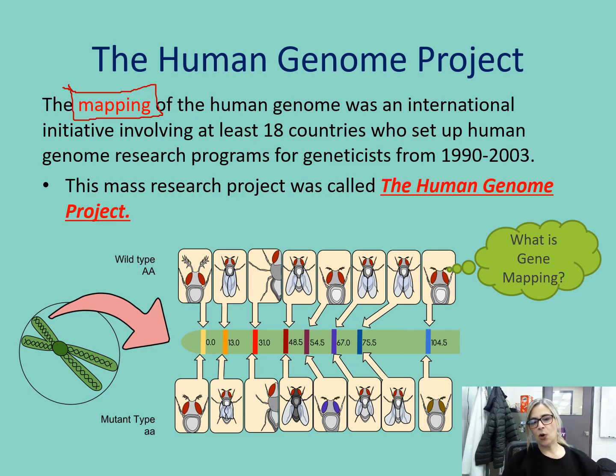The genes that code for specific proteins and specific traits are on the same chromosomes across all human beings, and that's what we call the human genome. And we know that for a lot of different organisms now, okay? And this big research project, of course, was called the Human Genome Project.